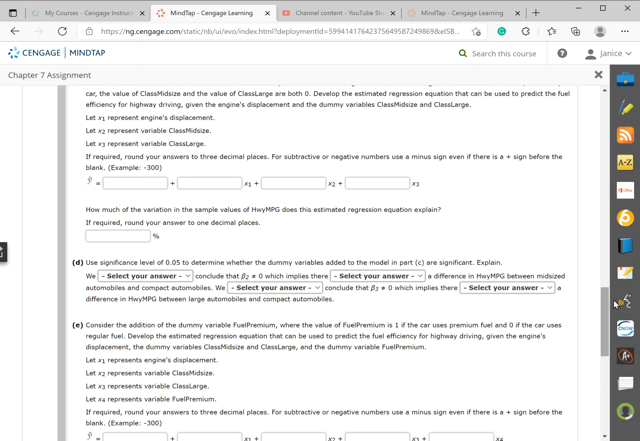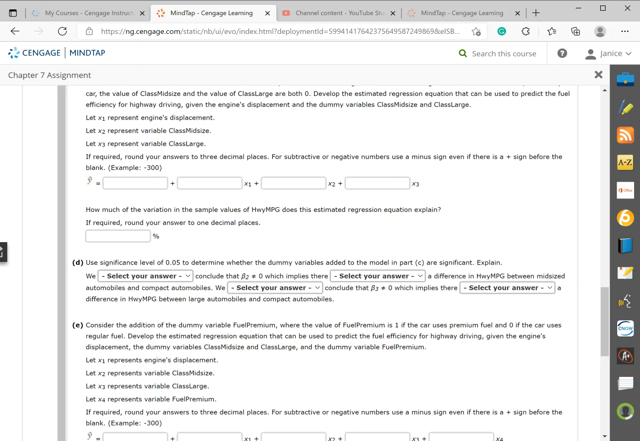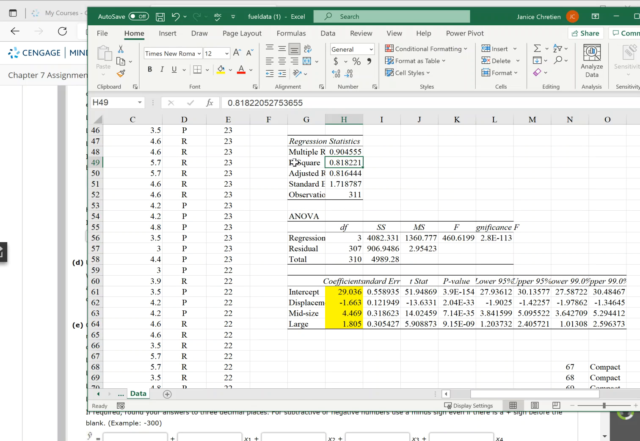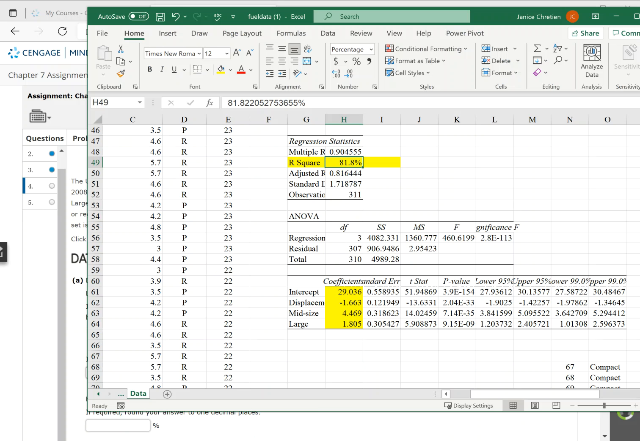What percentage does the mile per gallon explain? And how many decimals? 1 decimal place. So remember, that's our r squared. It's a percentage with 1 decimal place, so it's 81.8%. Then at a significant level of 0.05, it wants us to answer the questions in D. And so you should know by now we're looking at our p-values.